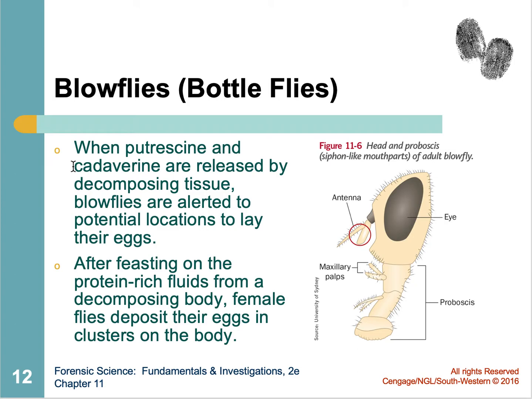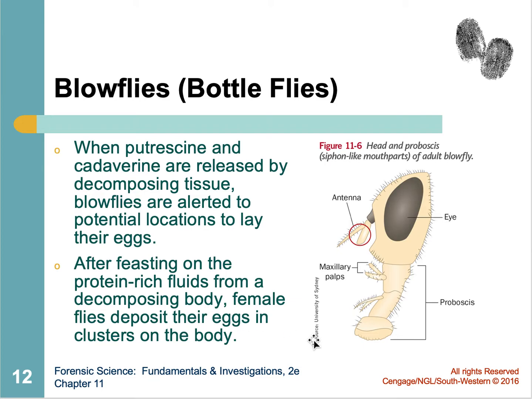Now, what you need to understand, here's the proboscis. This is pretty much their mouth, if you want to call it that. It's kind of like a hose, or a trunk, like an elephant trunk. They're just going to use it to suck up the protein-rich fluids from the decomposing body, and also the female will deposit their eggs.